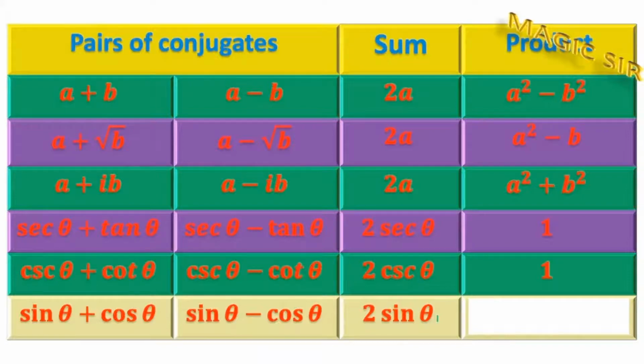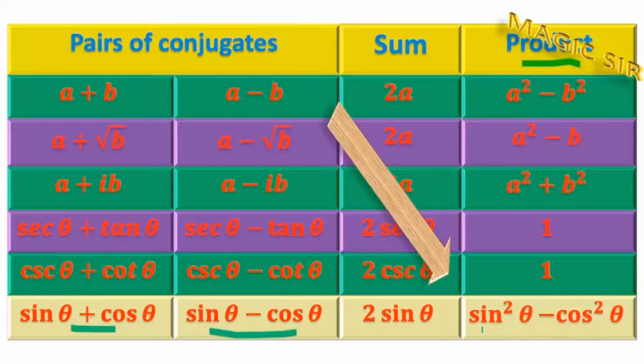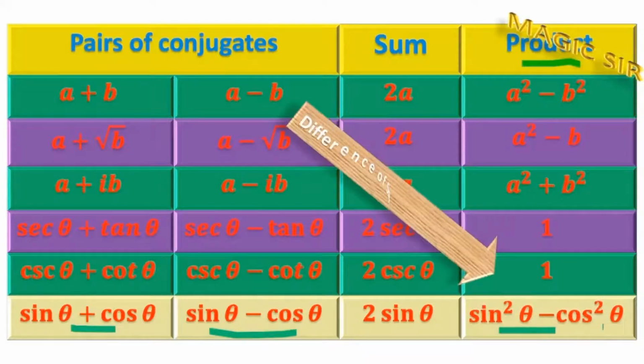The product of sin theta plus cos theta and sin theta minus cos theta is equal to sin square theta minus cos square theta by difference of square formula.